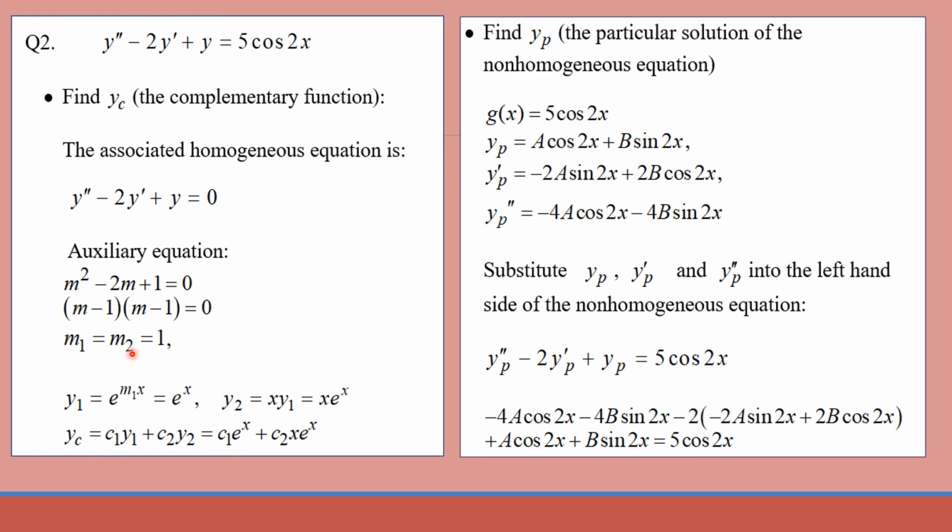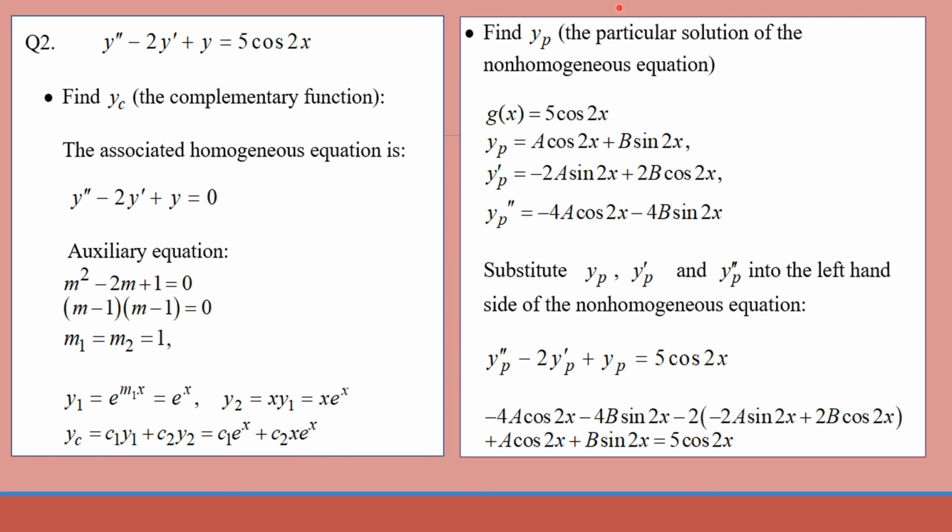Since m2 is repeating m1, or m2 is equal to m1, to get y2 we multiply y1 by x, which is given by x e to the power of x. So we now have the two linearly independent solutions y1 and y2. So we can form the yc, which is equal to c1 y1 plus c2 y2: c1 e to the x plus c2 x e to the power of x.